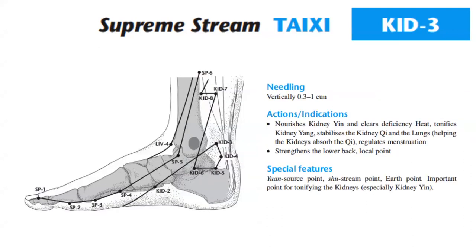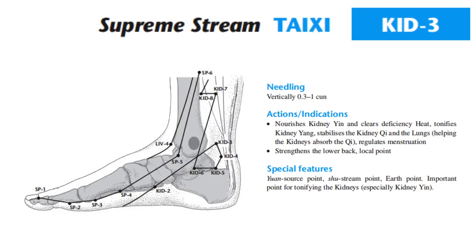Actions or indications: Kidney 3 nourishes kidney yin and clears deficiency heat. Tonifies kidney yang, stabilizes the kidney qi and the lungs, helping the kidneys absorb the qi. Regulates menstruation. Strengthens the lower back, local point. Special features: Yuan-Source point, Shu-Stream point, earth point.